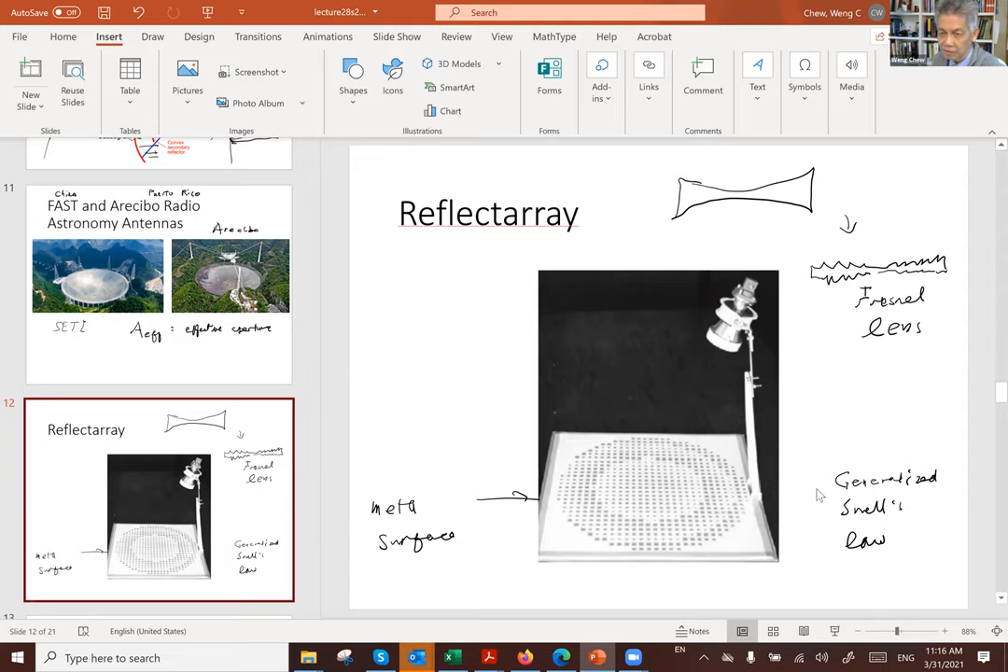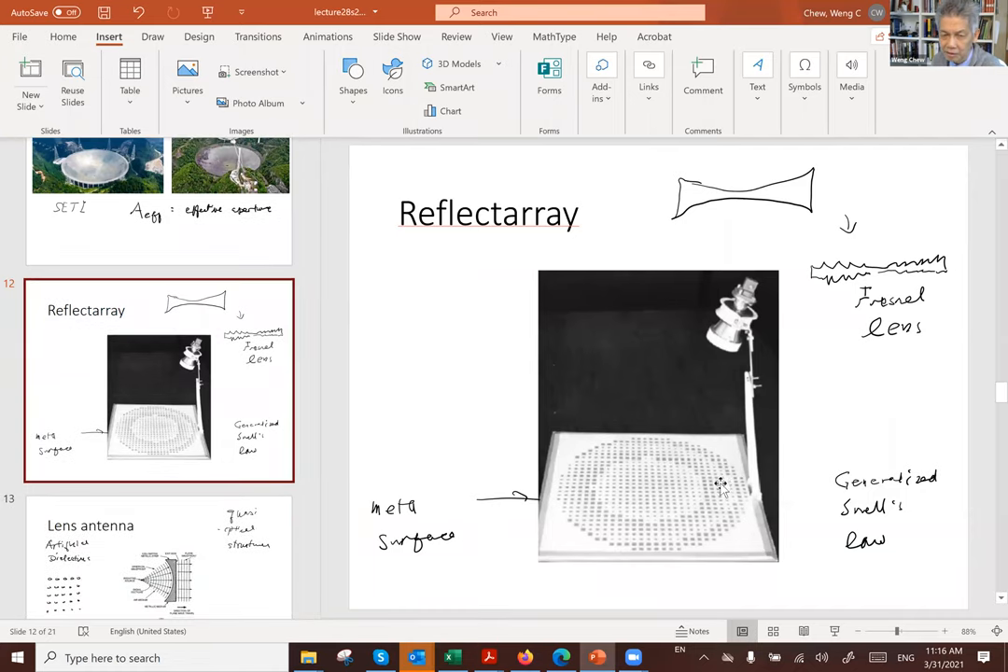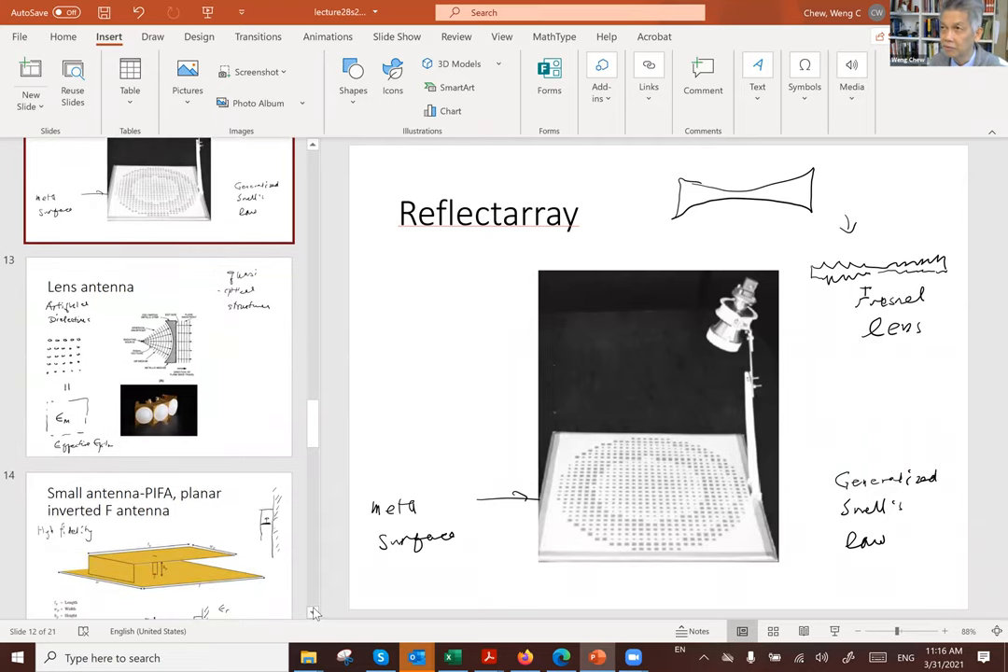But what is more important is that you can make this thing entirely flat by using different kinds of metal coating on a flat surface, causing the light to reflect and diffract differently. This is called a metasurface, and you can use that to focus the electromagnetic wave using commercial software simulation. You cannot solve this problem in closed form, but then you can use commercial software.